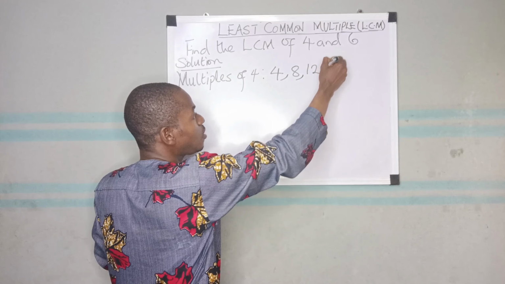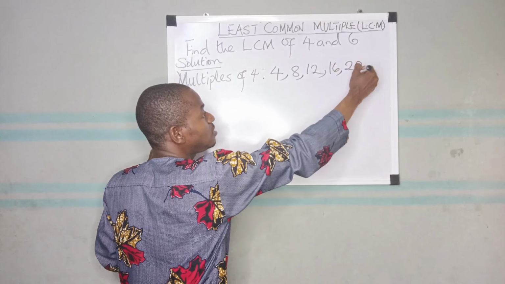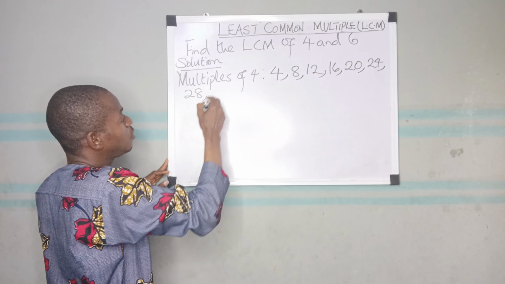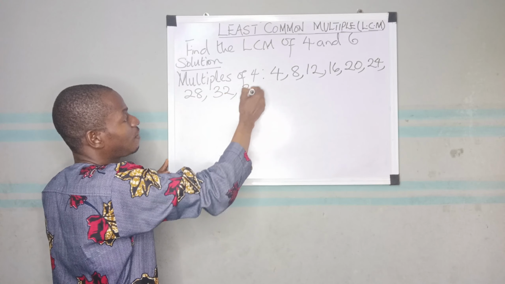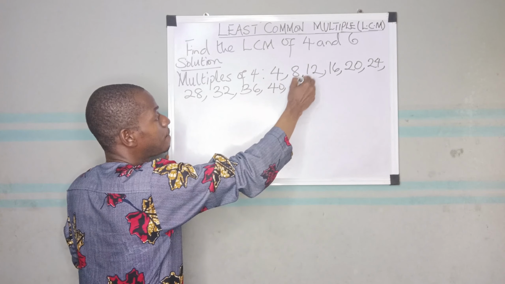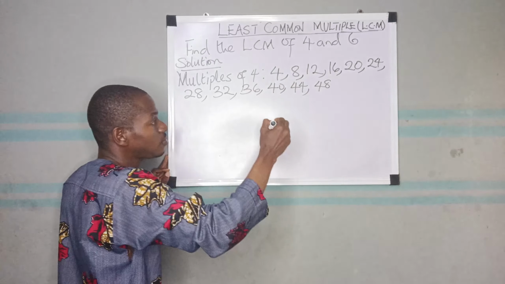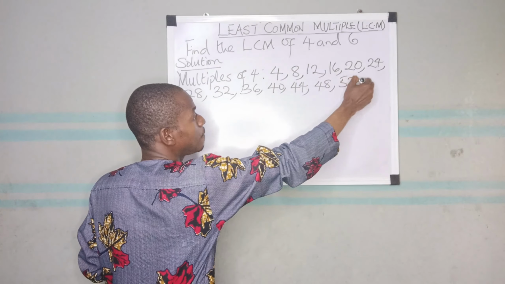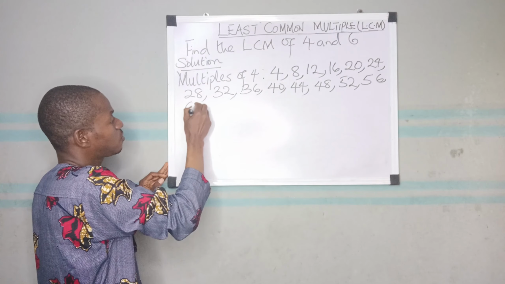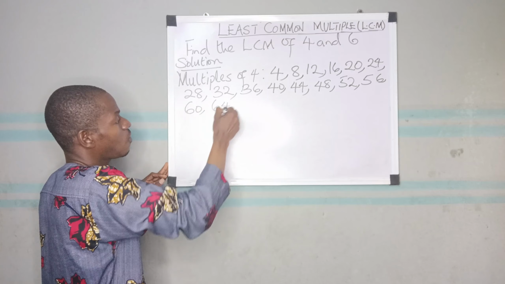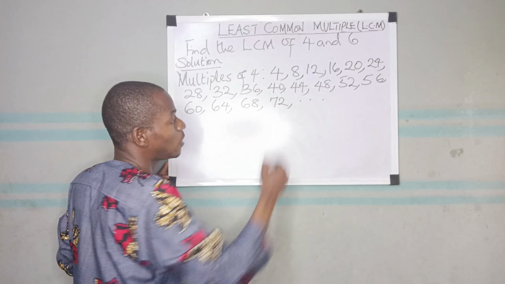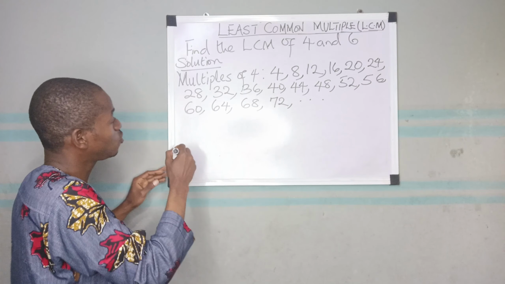Okay, 12. You have 16. You have 20. You have 24. Then you have 28. Then you have 32. Then you have 36. You have 40. You have 44. You have 48. You have 52. You have 56. You have 60. You have 64. You have 68. You have 72. And so on and so forth. Let's stop there. Now let's go to the next one.